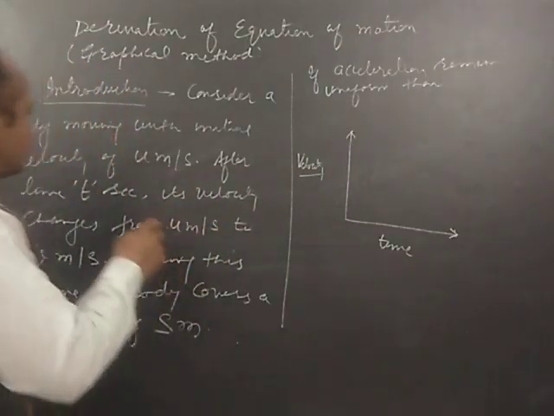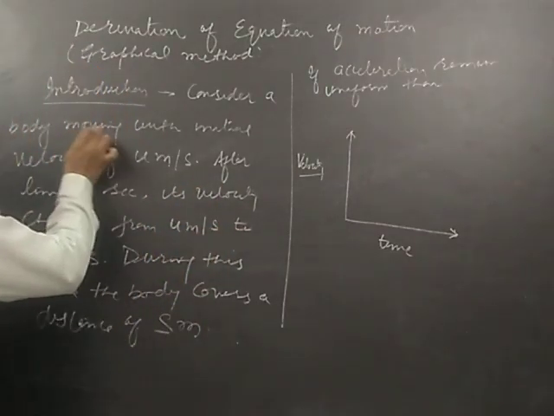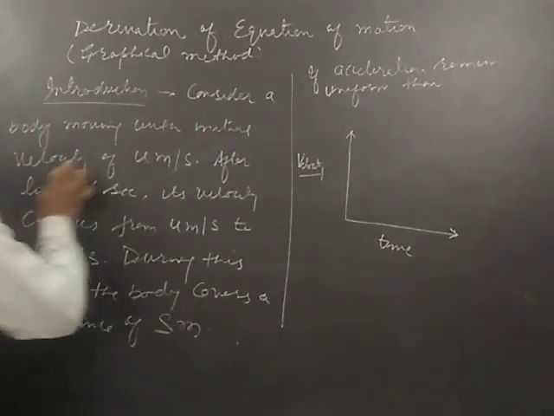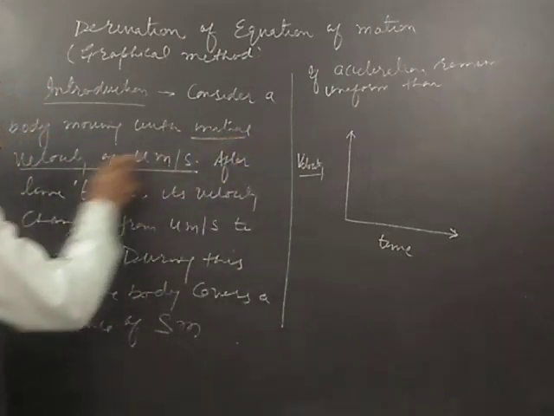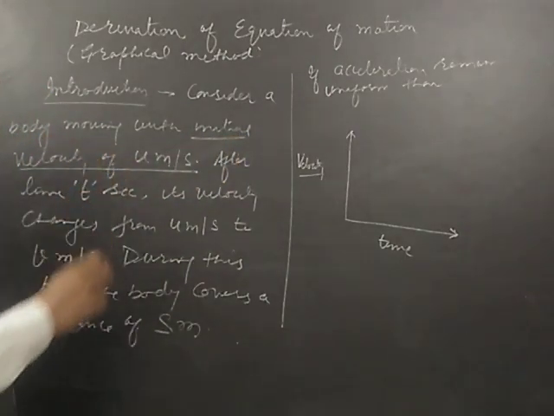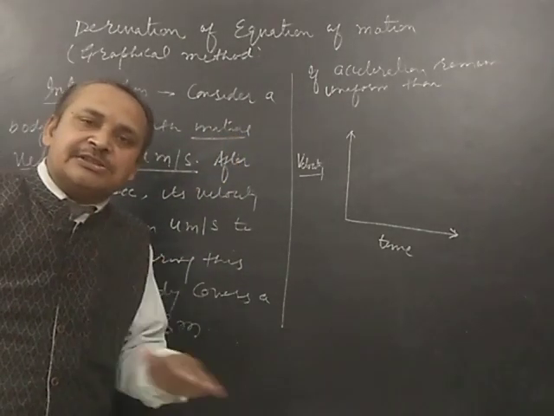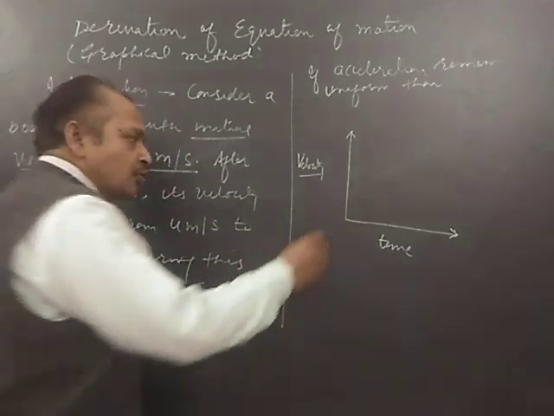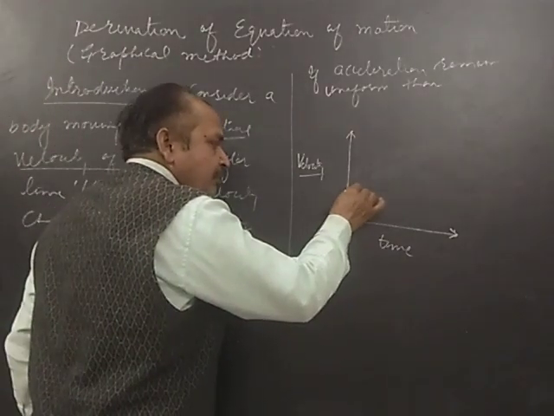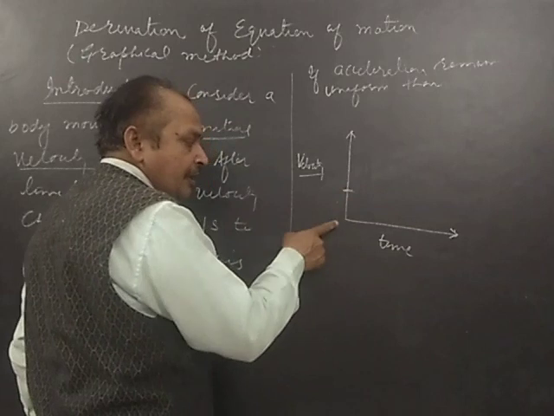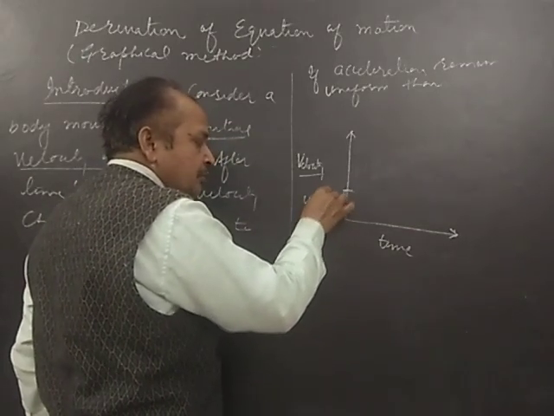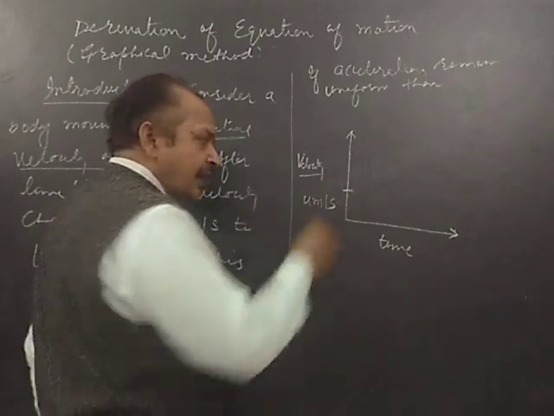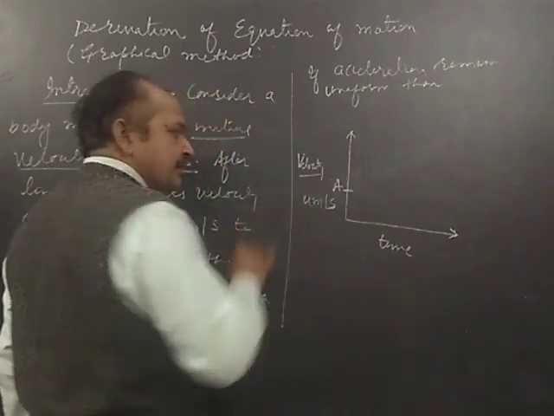But what we have written, moving with initial velocity of u meters per second. Initial velocity of u meters per second, that means it is not zero. So it is starting from some velocity, some point which is u meters per second, and this is my point, let us say A.